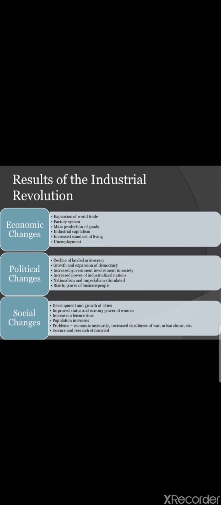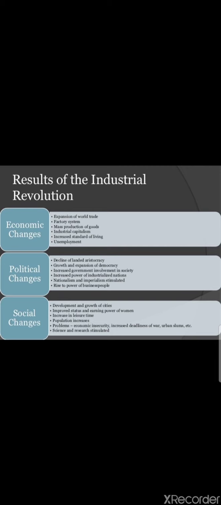Industrial Revolution gave rise to two classes: industrial bourgeoisie, means the capitalist, and industrial proletariat, means the working class. An unbridgeable gap was created between the capitalist and the laborers.